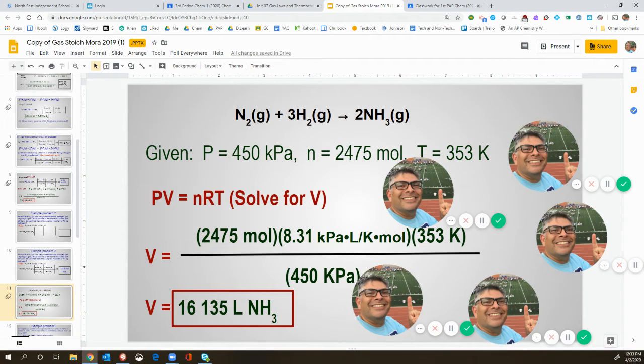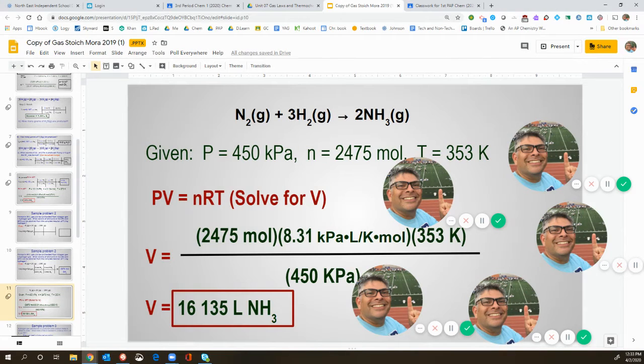The gas Stoich, depending on how it's asked, if it's a simple liter to liter, then you just go like sample problem one. You just do like we did right before the break when we were doing Stoich. It's basically the mole ratio, right? It's a liter to liter.